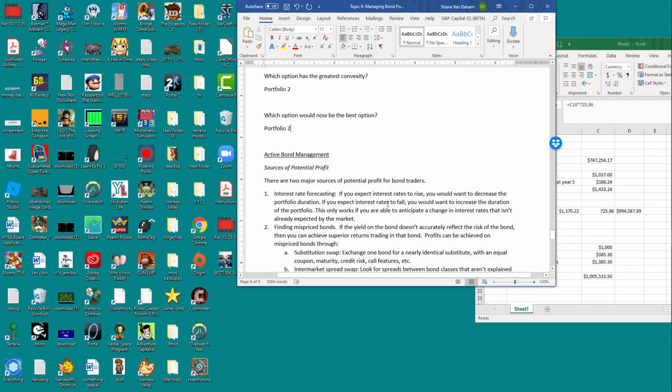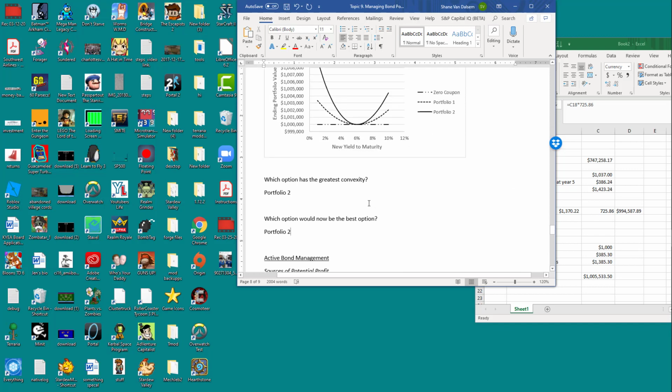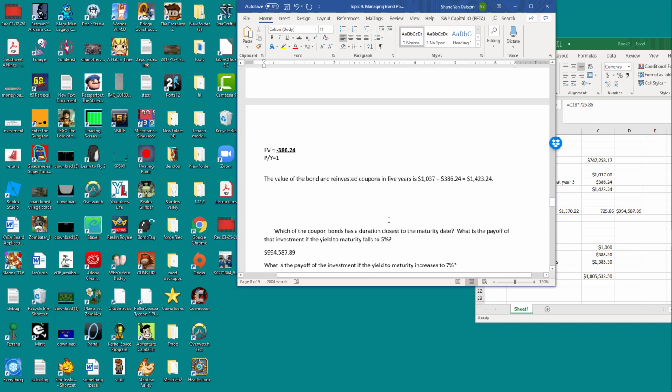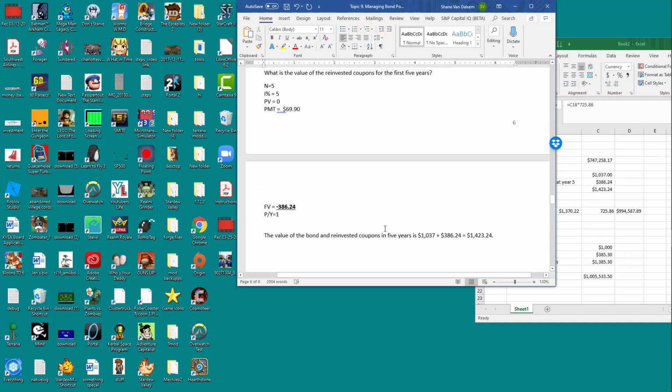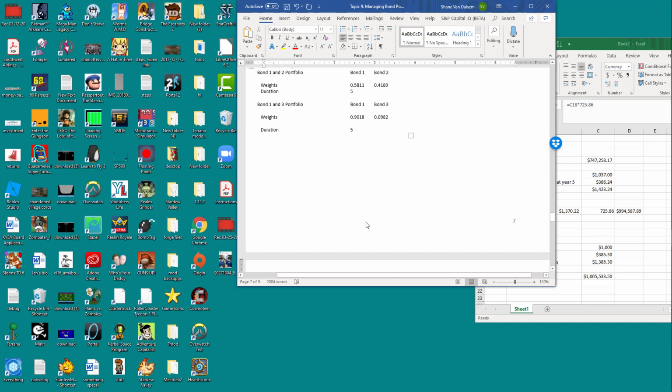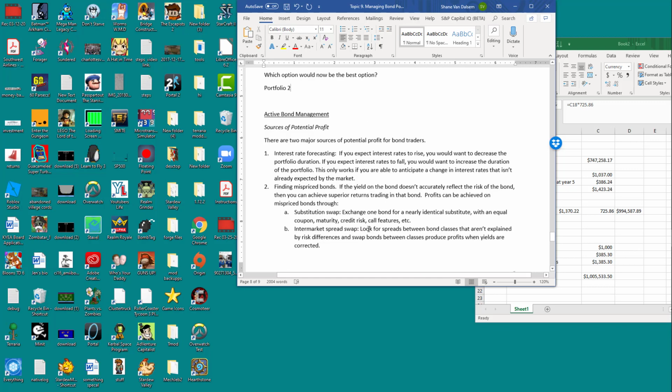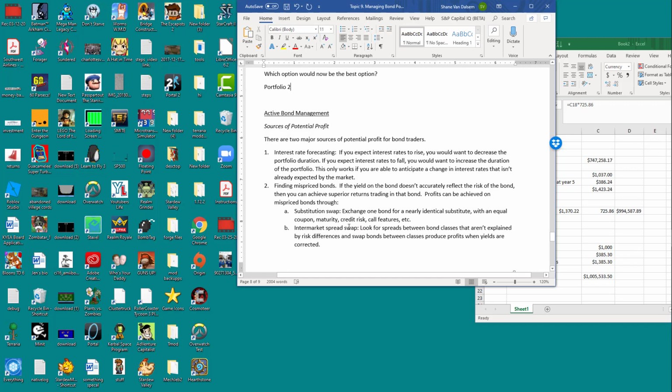Right. So that covers passive bond management: creating an index for a bond index, or following a bond index, or immunization. Okay, so that's passive management. Active bond management is a situation where the bond managers are trying to find an additional return, and not necessarily assuming that the value of the bonds is efficient. So there are two major sources of potential profit for bond traders.